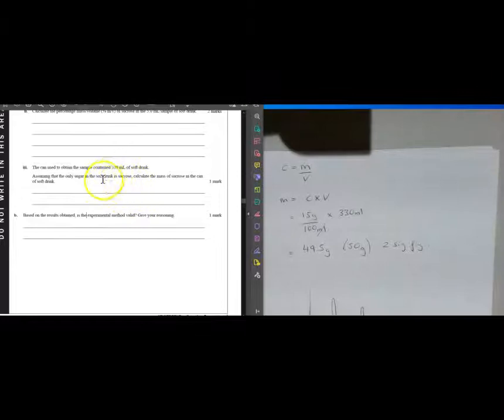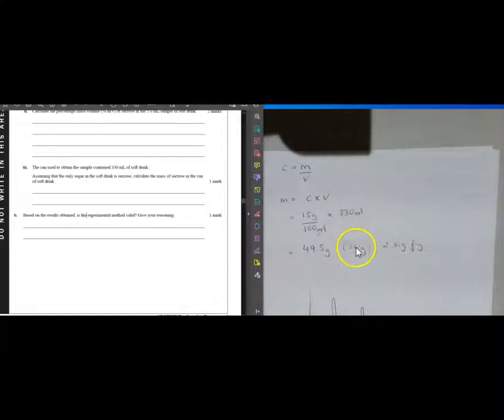Okay, so this question is just the same as the previous step that we did. You're just working out, calculate the mass, and you've got a concentration, so you just rearrange your equation. A volume, get used to putting the symbol over, I've got a volume. So you can just use your percentage, 15 grams in 100 mils, and you've got 330 mils, so they'll cancel and you'll be left with 49.5 grams.